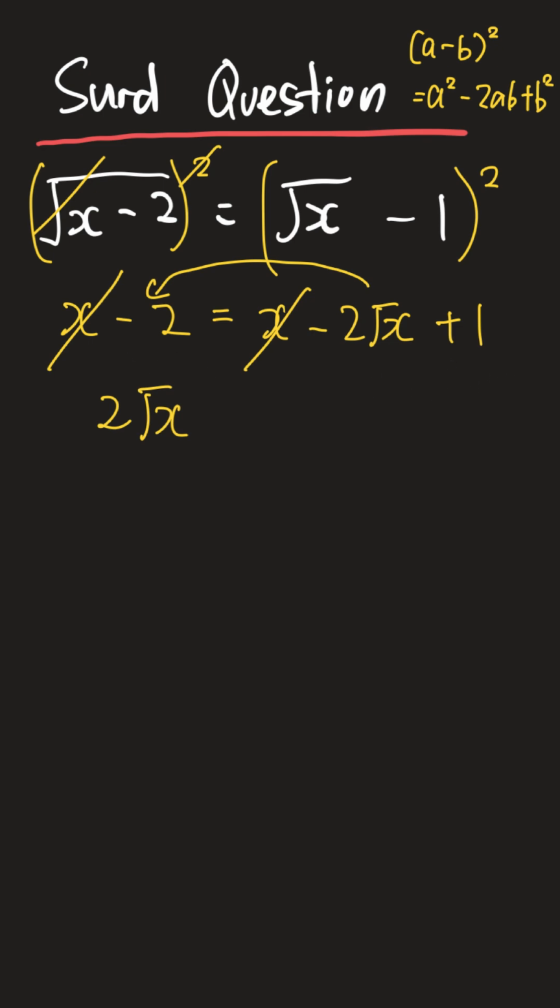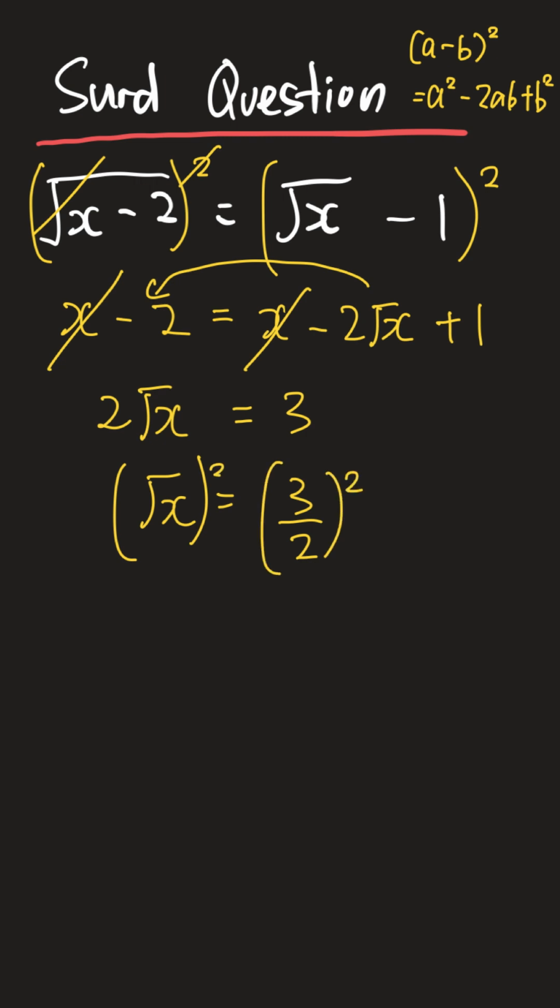Then 1 plus 2, I will literally get equals to 3. Then square root x divide 2, isn't it? So I will get 3 over 2. Then I can square both sides again to get rid of the square root. Then I will be left with x equals to 9 over 4. This is how simple we solve this kind of surd questions.